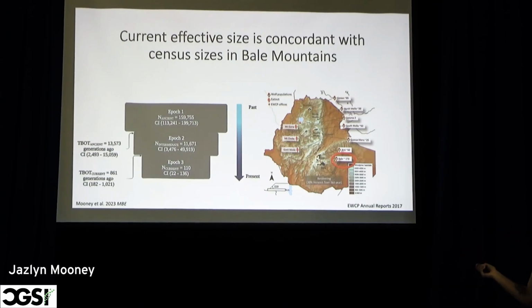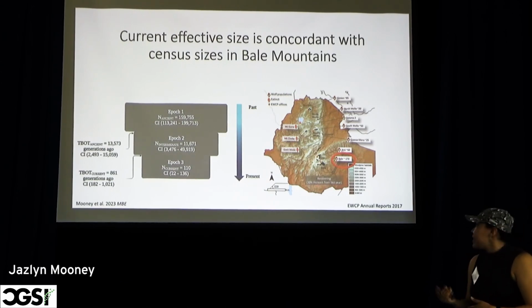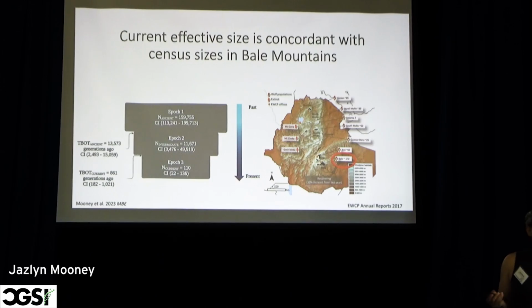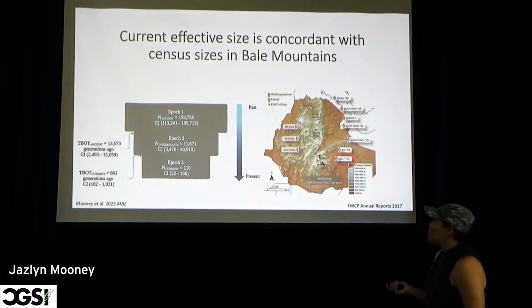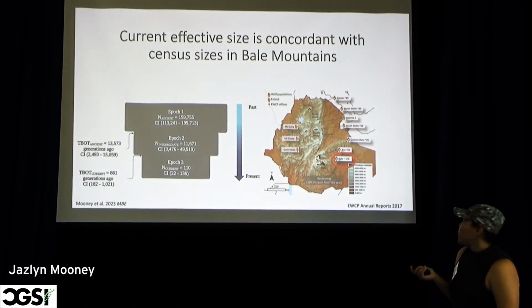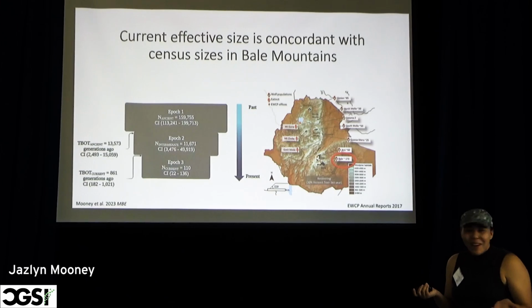We don't expect these numbers to match exactly because remember, effective size is different than a census size because not all individuals are reproducing, but it's within the ballpark. So we found it pretty trustworthy. So things aren't looking good for this Ethiopian wolf, but I guess at least it's not inbred, right?